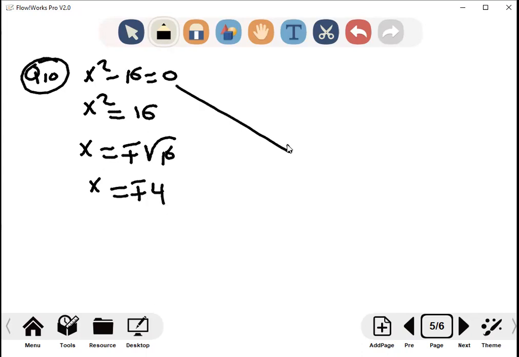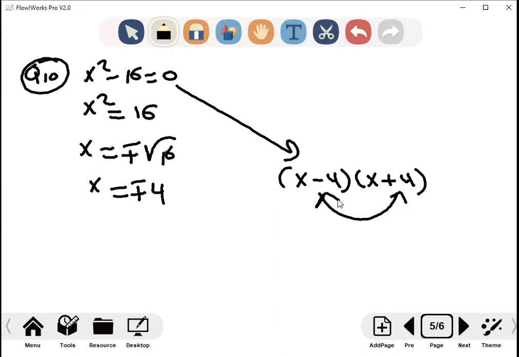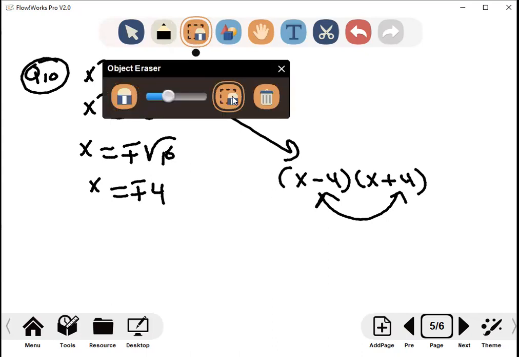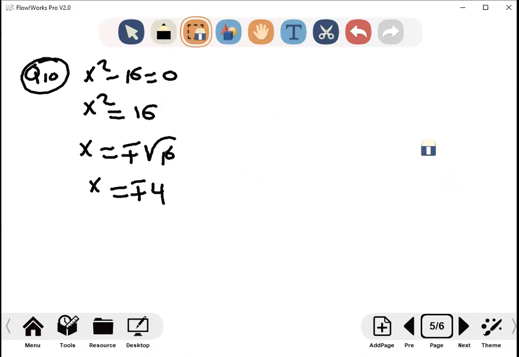But can we solve it by factoring? Yes. x minus 4 and x plus 4. Minus 4 multiply 4, negative 16. Minus 4 plus 4, 0. No b, right? But no need for it. 8 plus 8, 16.